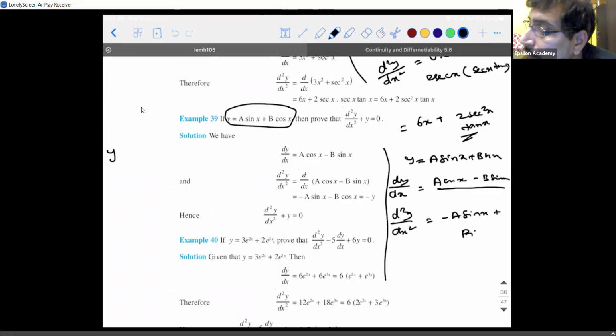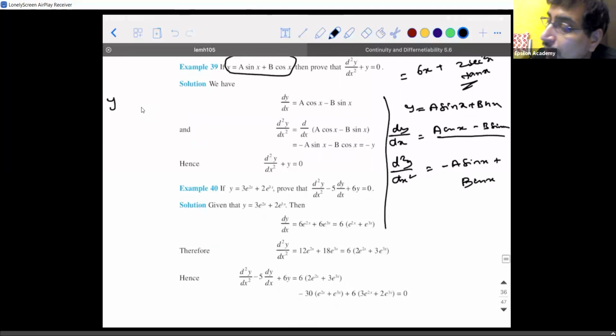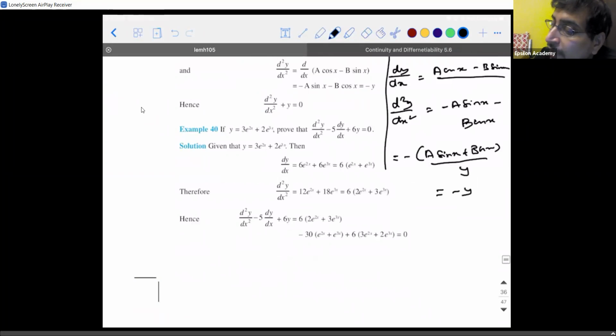minus a sin x minus b cos x. So that will be minus of a sin x plus b cos x. This whole thing is nothing but y. So you will get minus y, which is nothing but d square y by dx square. Bring the minus y to the left hand side, and that will give you the answer. Is that clear, guys? So that is all with this exercise.